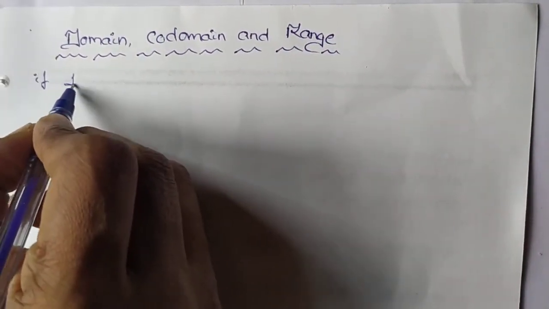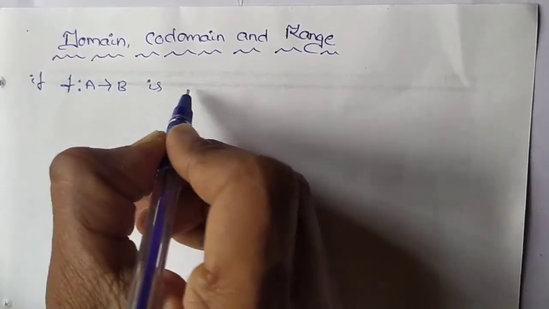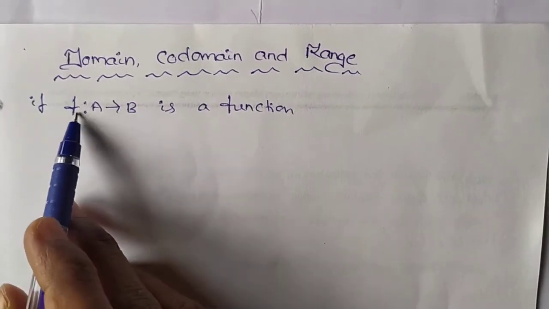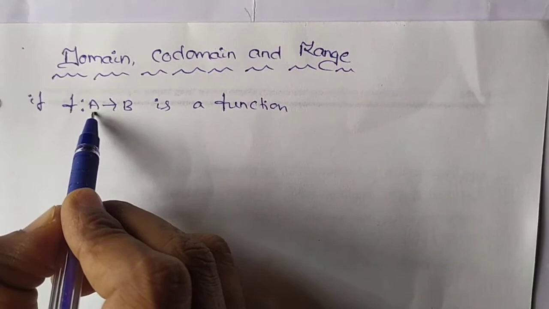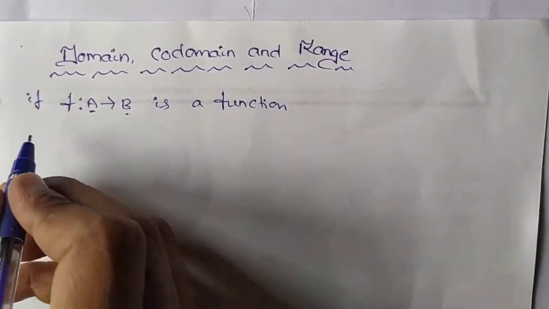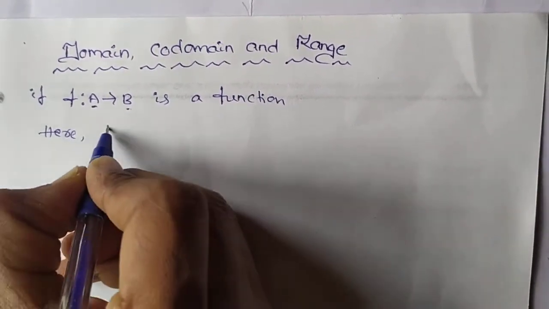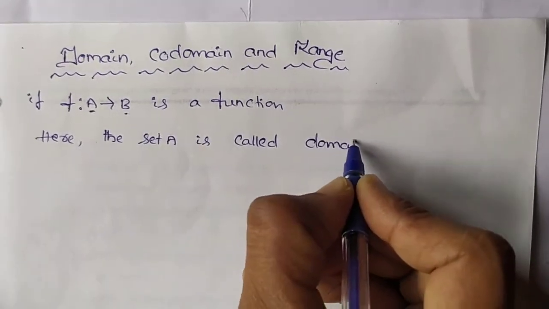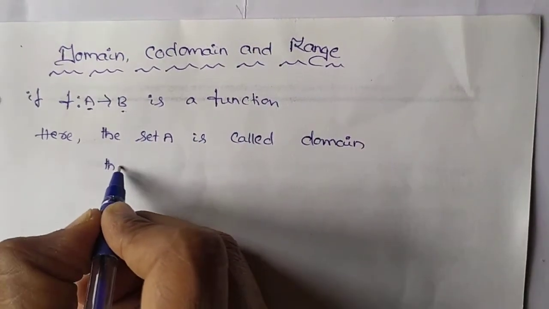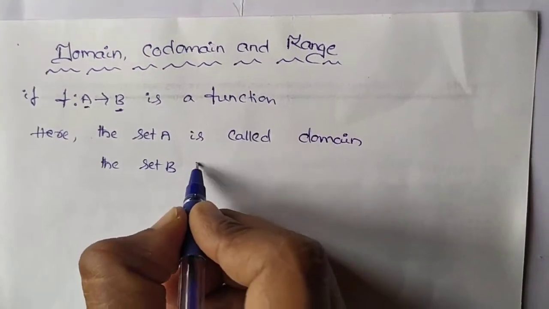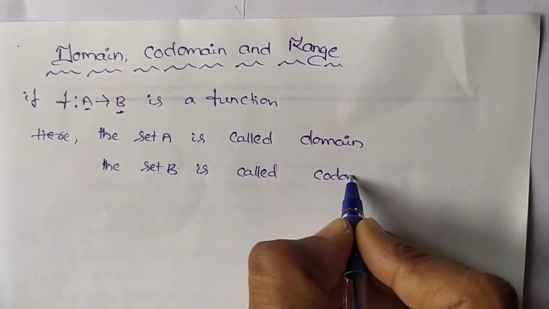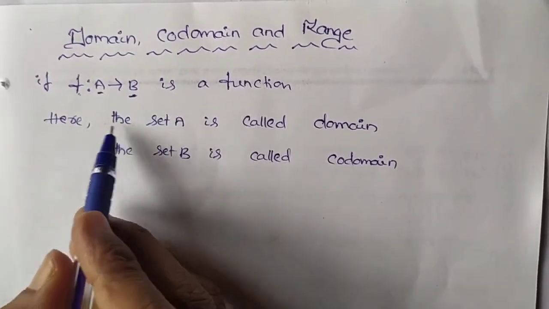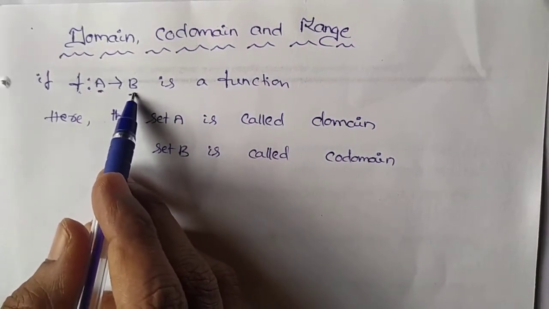If f from A to B is a function, if the relation f from A to B is a function, then the set A is called domain, and the set B is called codomain. Here the set A is called domain. The set B is called codomain. If a relation f from A to B is a function, the set A is called domain, and set B is called codomain.